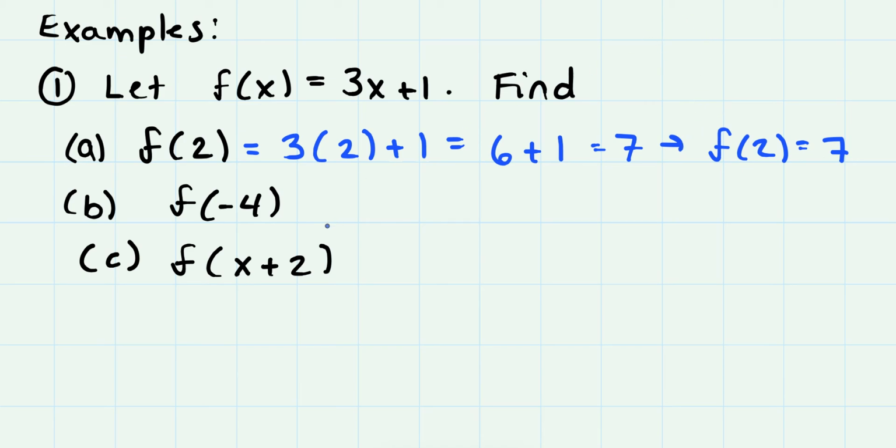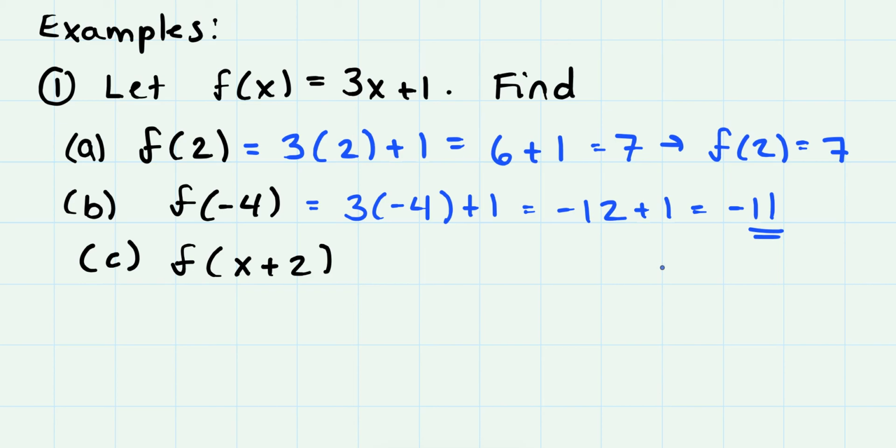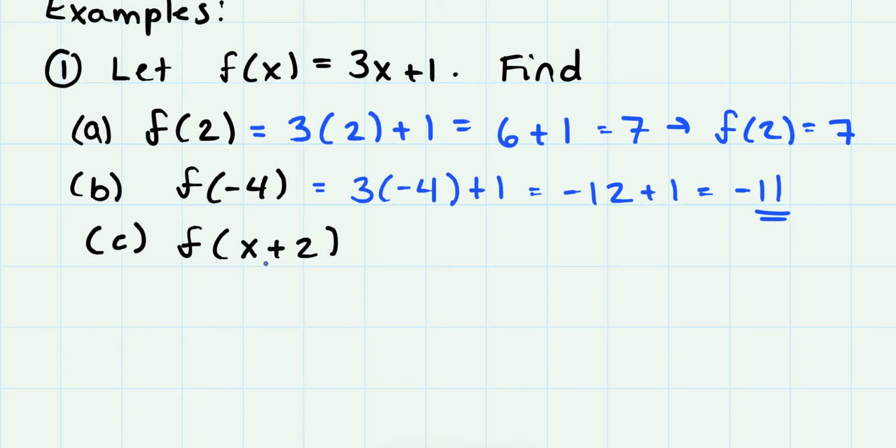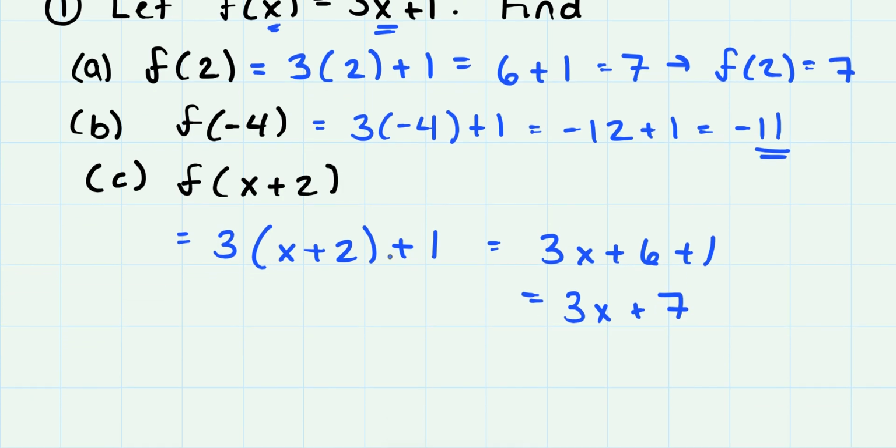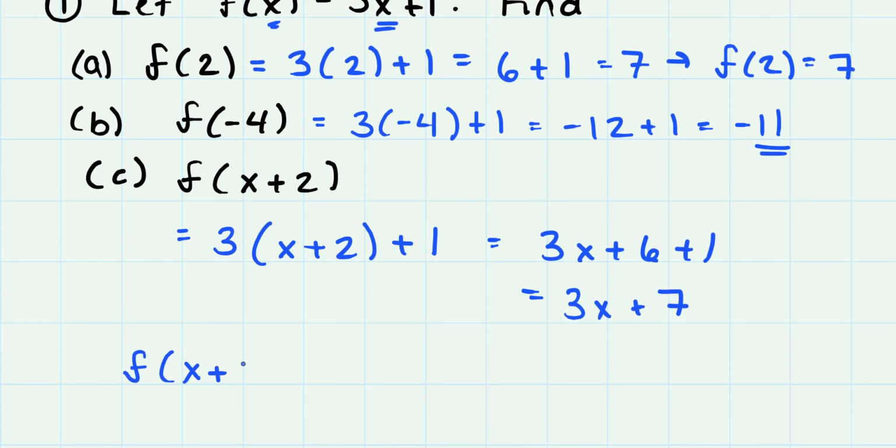How about the next one? Plug in -4. So 3 times negative 4 plus 1. Well, this is negative 12 plus 1, which is negative 11. This one's a little bit harder. Wherever you see an x, this is saying plug in x plus 2. So this is 3 times x plus 2, plus 1. I'm just plugging it in right here. Whatever's here goes here. So I'm going to distribute this 3. I get 3x plus 6 plus 1, which means this is 3x plus 7. So f of x plus 2 is 3x plus 7.